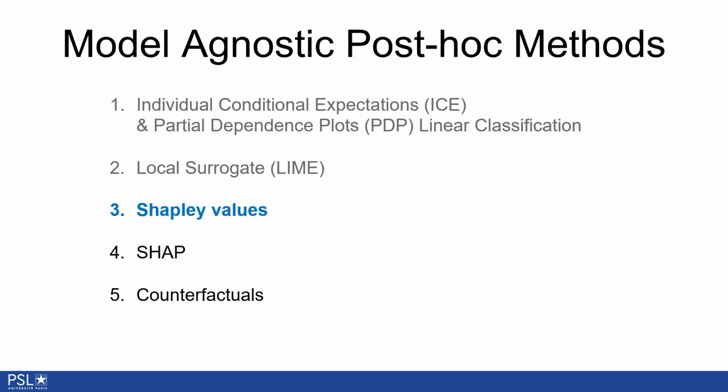In Lecture 6, we covered individual conditional expectations, partial dependence plots, and the local surrogate, also known as LIME. In this lecture, we will turn to 3 other methods: Shapley values, SHAP, and counterfactuals. Let's start with Shapley values.